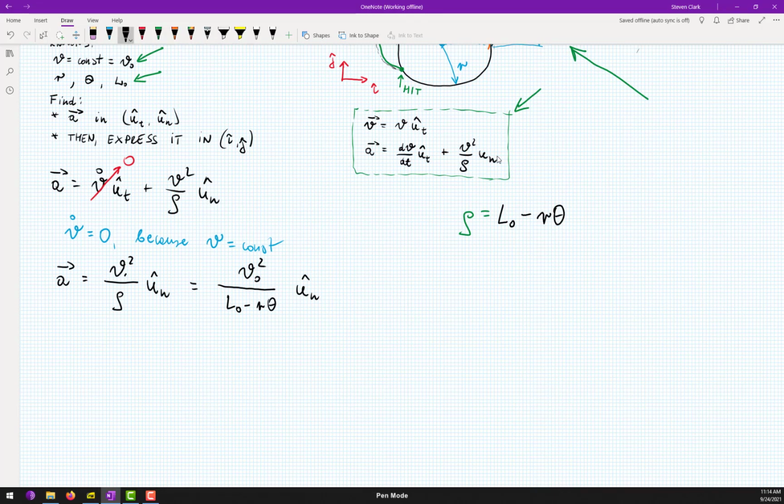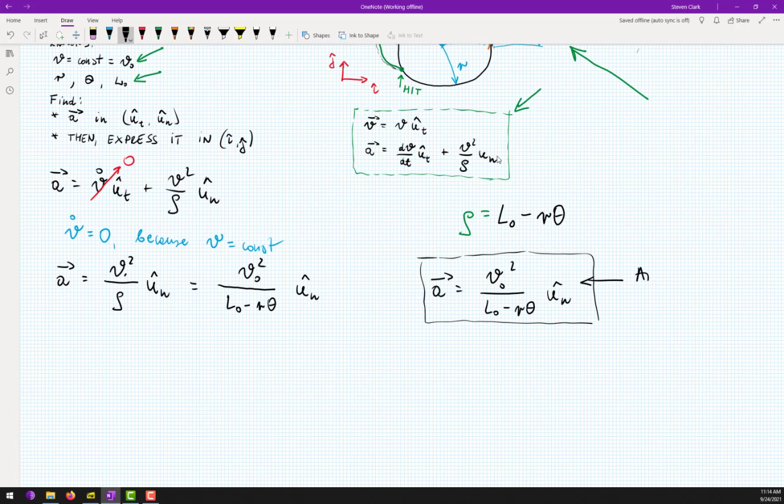So our A is equal to v0 squared over L0 minus r theta, un. Okay. So we found this, the end of part A. Answer, part A. Any questions?